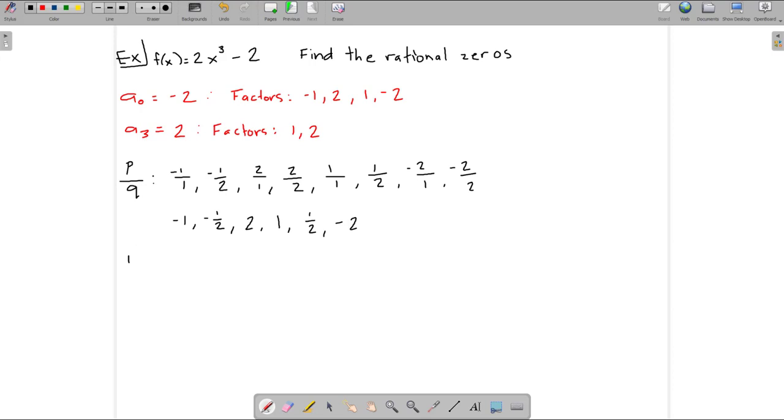So let's go ahead and start trying them. And if you just kind of look at this, you can sort of guess what might give you a 0. Like look, if I plug in 1, well then I just have 2 minus 2, so that one should give me a 0. So let's try 1. f of 1 is 2 times 1 cubed minus 2, which will give me 2 minus 2 gives me 0. So 1 is a 0, which means that one of my factors is x minus 1.